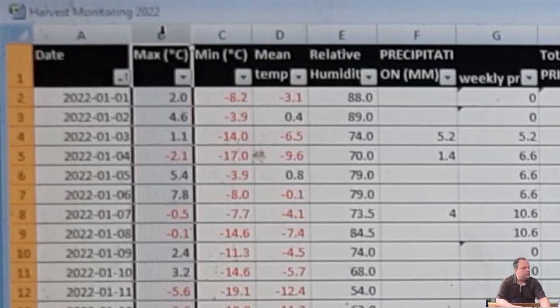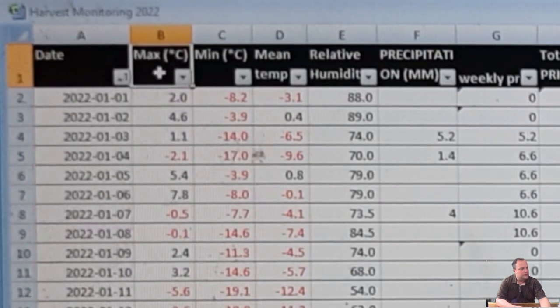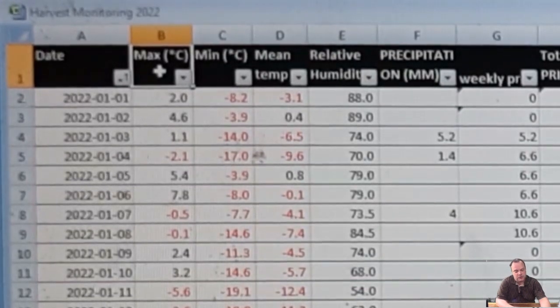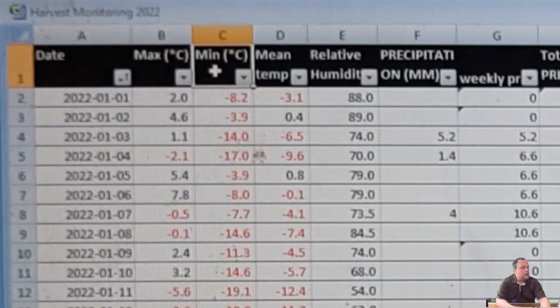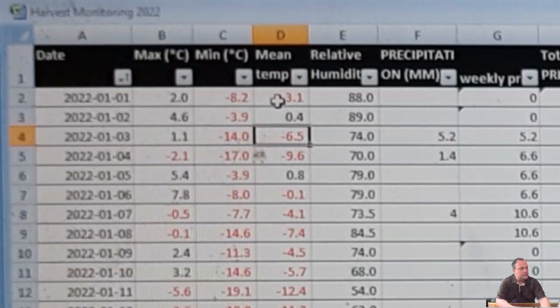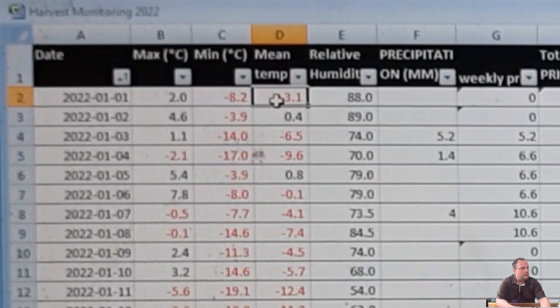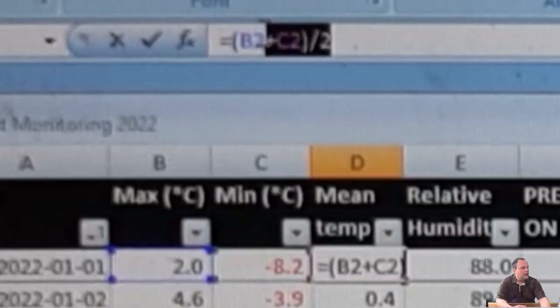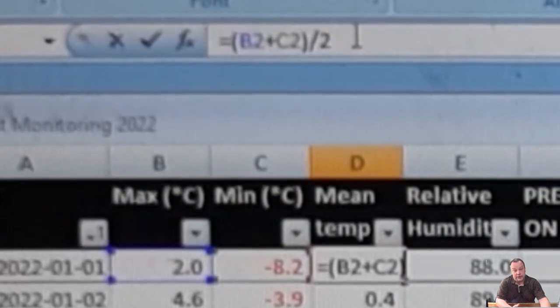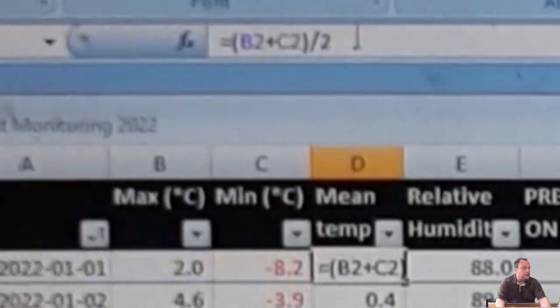Second column is maximum temperature for the day in degrees Celsius. If you're doing it in Fahrenheit, you can just put degrees Fahrenheit. The minimum temperature in degrees Celsius. The mean temperature, so that's your maximum plus minimum divided by 2. That I have as a formula in the cell, so I don't have to calculate that. The computer does that itself.